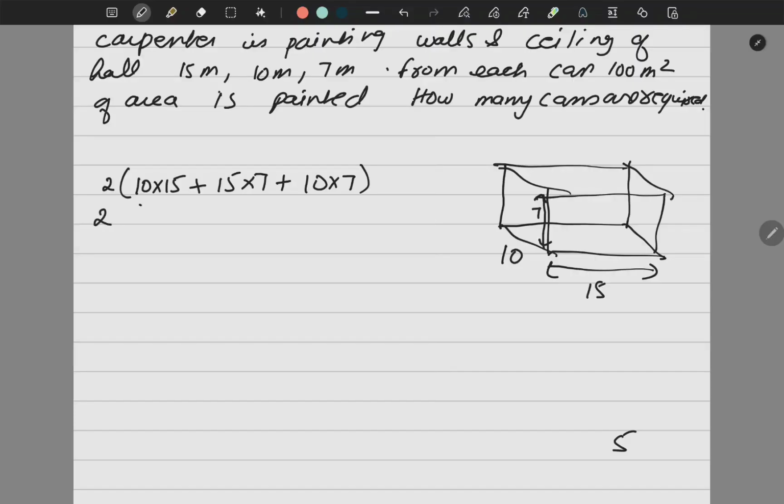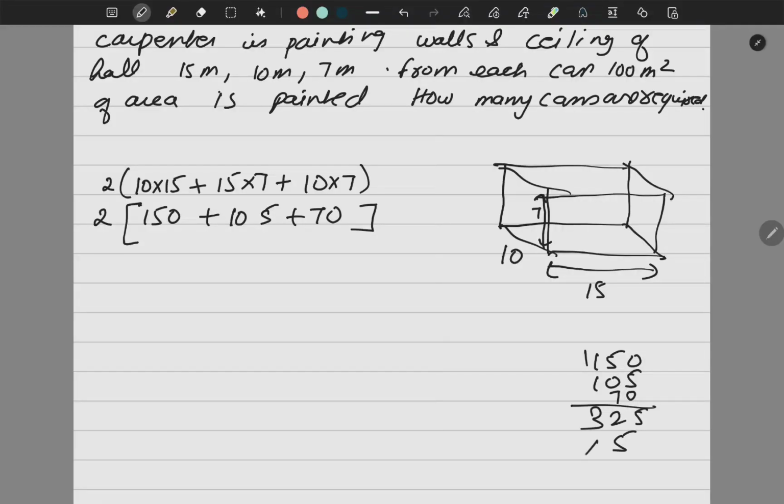Okay. So this is 2 times 150 plus 105 plus 70. Right. So now add 150, 105 and 70. So 5, 2, 1, 3, 2, 5. 3 twos are 6, 5 into 2 is 10, 650. So 650 meter square is the total area.